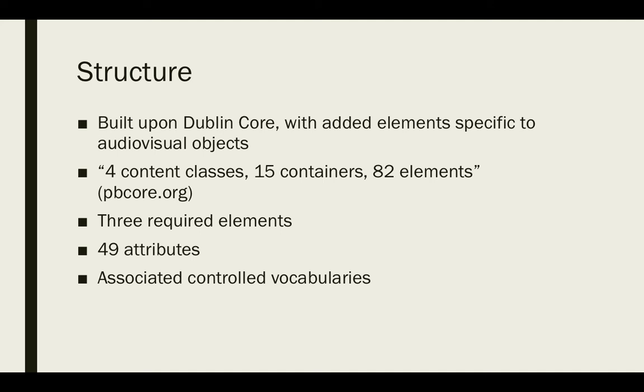So as far as the structure goes, PBCore was built upon Dublin Core and then has added elements that are specific to audiovisual objects. And these include 4 content classes, 15 containers, and 82 elements. Within the structure, there are 3 required elements for each document. There are 49 attributes that may be used to further describe elements, and there are also multiple associated controlled vocabularies.